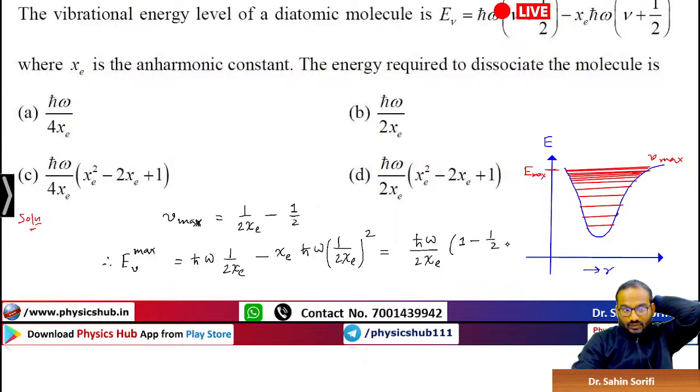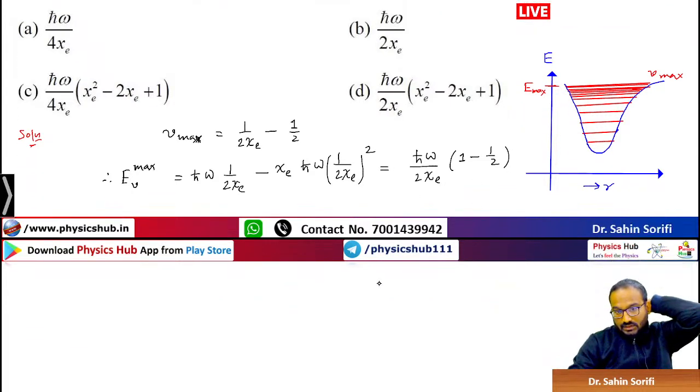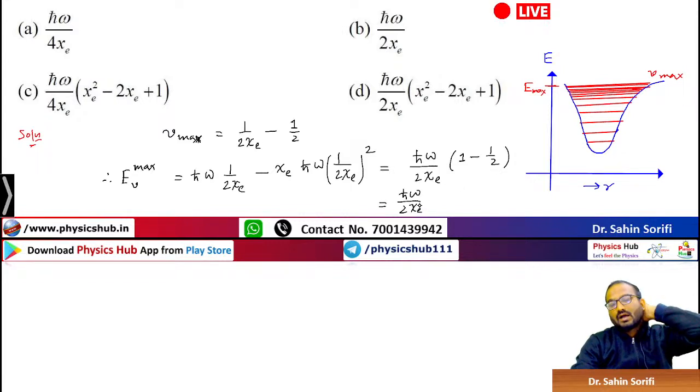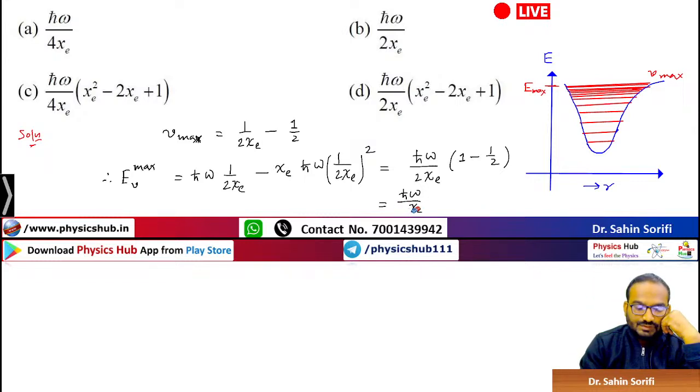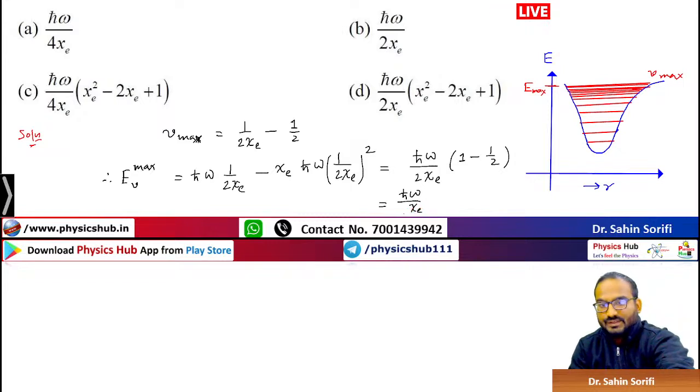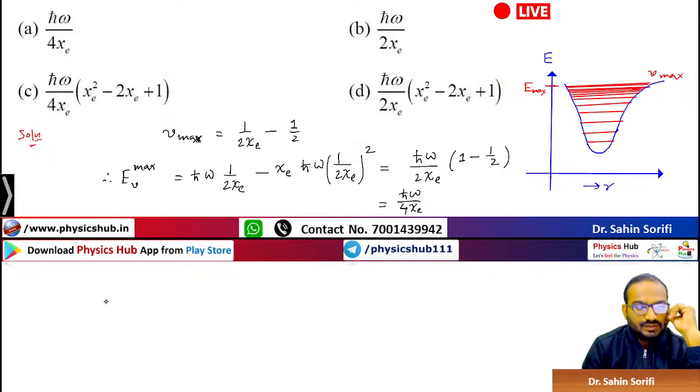Okay, 1 minus half, and that is equal to ħω/2χe and half, so 4χe. Chanda, C, yes, C is the answer. The E_v max we have got.